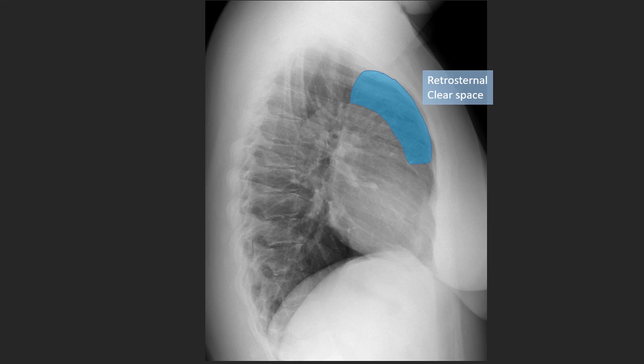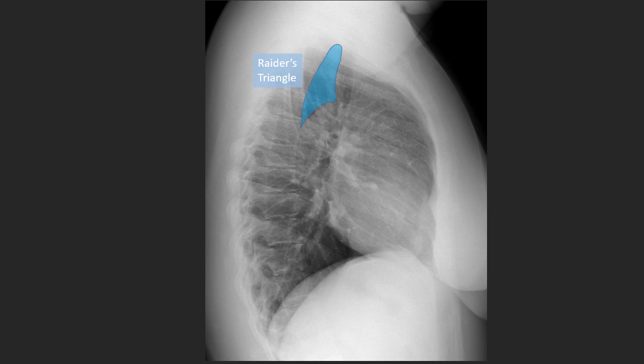The retrosternal clear space can either be obliterated or it could be hyperexpanded. It could be hyperexpanded in the setting of emphysema or obliterated in the setting of an anterior mediastinal mass or a really dilated main pulmonary artery which can push up into the retrosternal clear space.